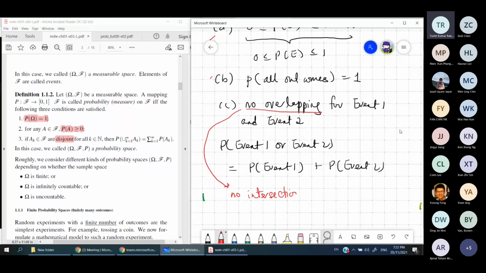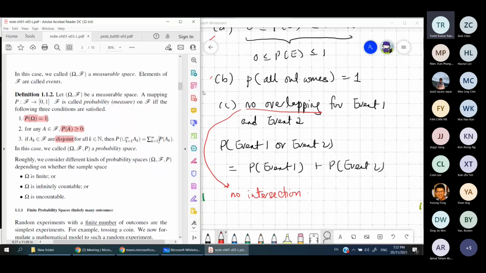So in the language of set theory, that means there are no intersections. If they are disjoint, then P of the union of all this must be equal to the summation of all this. That is the picture. However, this is just a finite case, so we want to set it to be up to infinity.